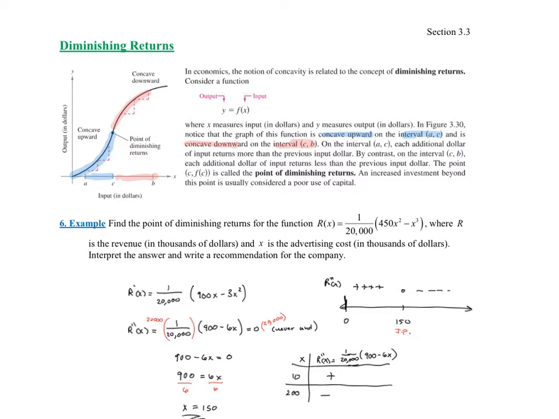So let's read this problem together. It says, find the point of diminishing returns for the following revenue function, where R is the revenue in thousands of dollars. We do want to note that it's in thousands of dollars. We'll use that in our answer. And x is the advertising cost in thousands of dollars. Interpret the answer and write a recommendation for the company.